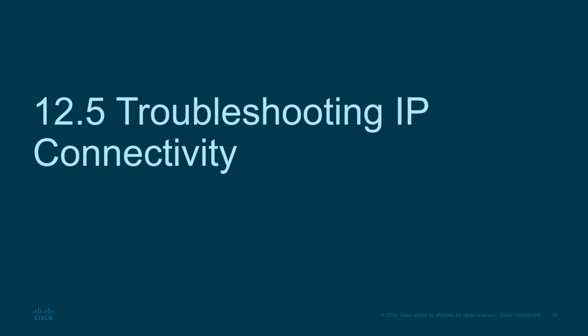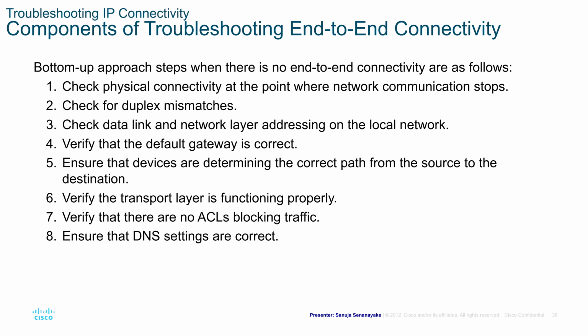Troubleshooting IP connectivity. Components of troubleshooting end-to-end connectivity. The bottom-up approach steps when there is no end-to-end connectivity are listed on this page right now. So the first thing we're going to do is to check physical connectivity at the point where the network communication stops.